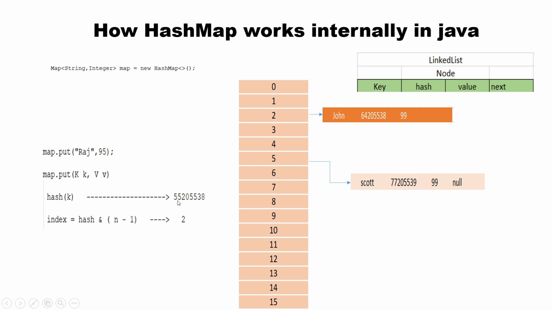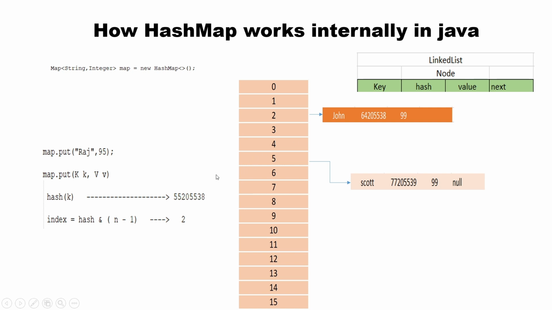This time it generated the hash value 55205538, and this hash value we are again going to compute with a modulus operation, and this time we got the index as 2. But if you look into the second index of the bucket, we already have one entry in it, so you can't directly go ahead and replace it. This kind of situation we call a hashing collision.